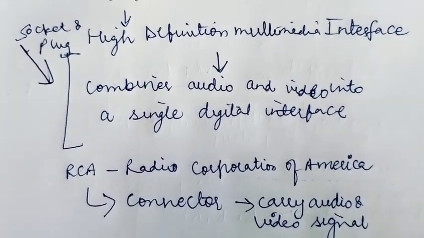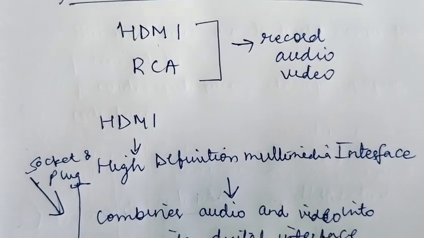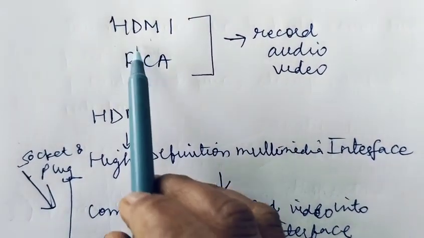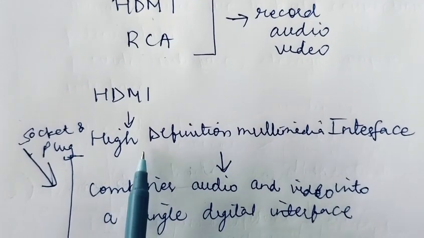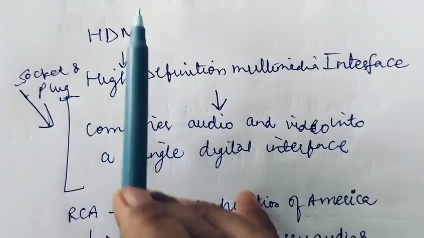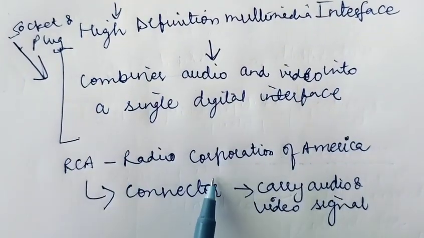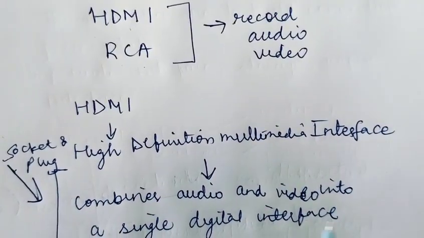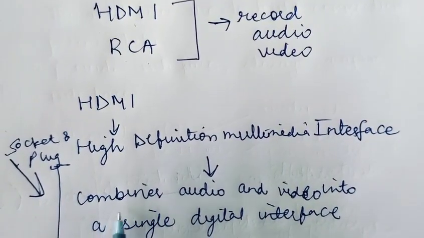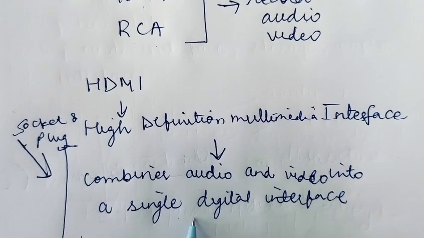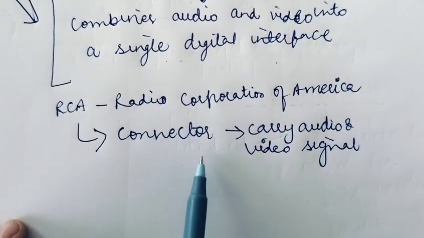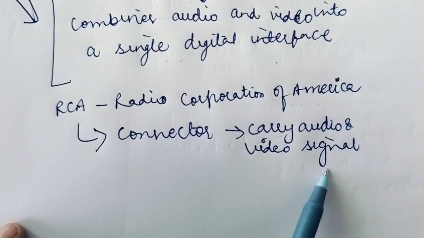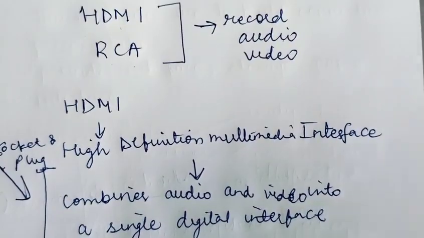So these are the two components that are used for audio video interfaces, your HDMI and RCA. The full form of HDMI is High Definition Multimedia Interface. The full form of RCA is Radio Corporation of America. HDMI is used to combine audio and video signals into a single digital interface, and RCA is used as a connector to carry the audio and video signals.